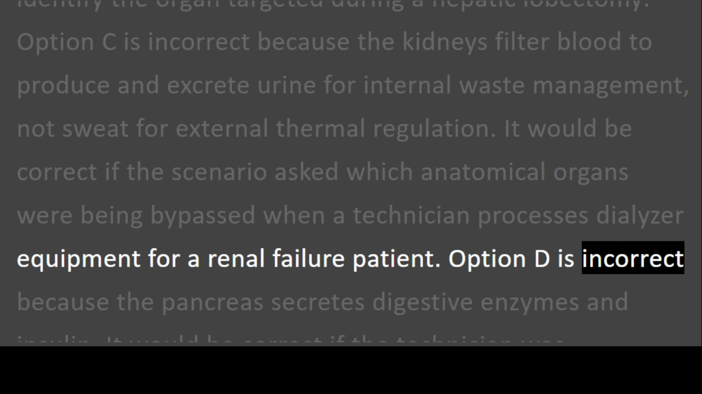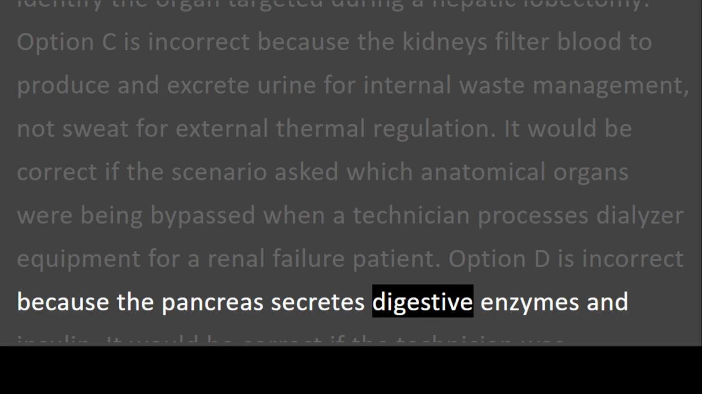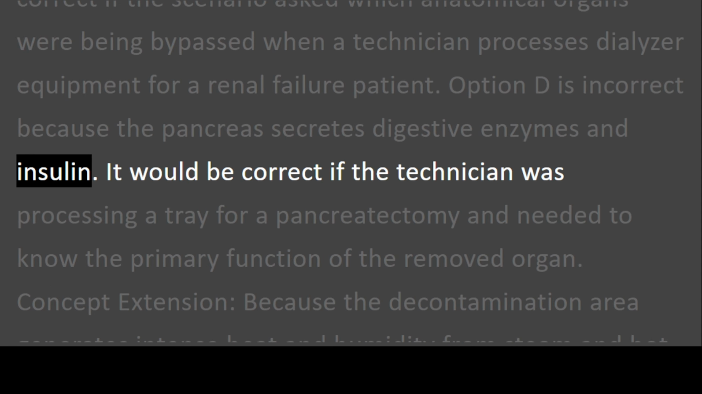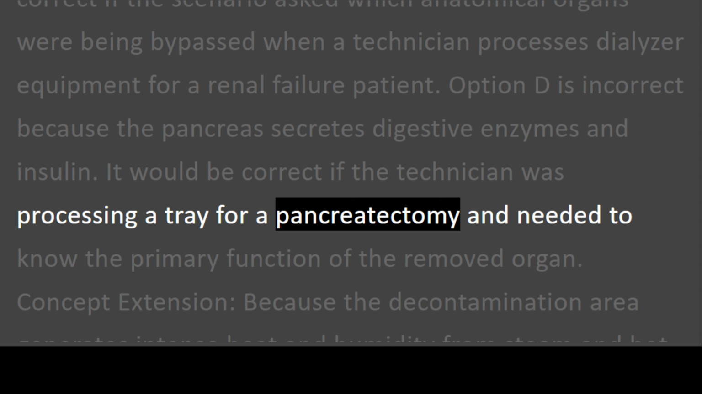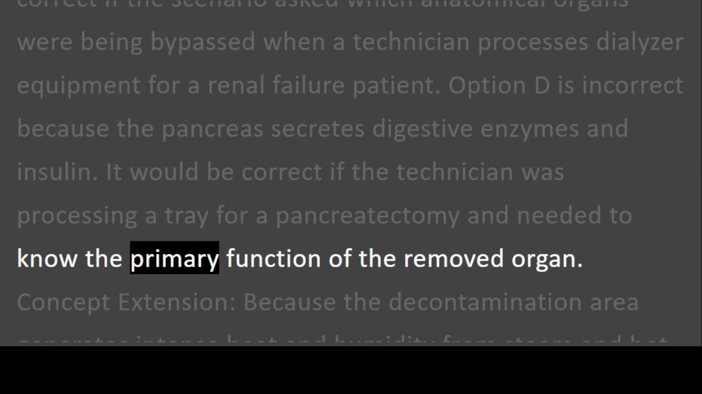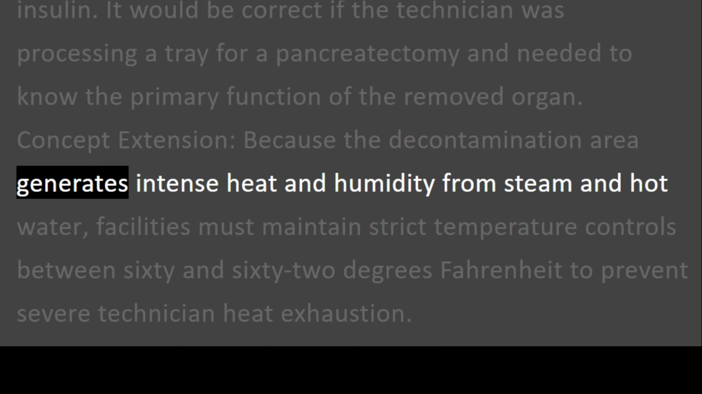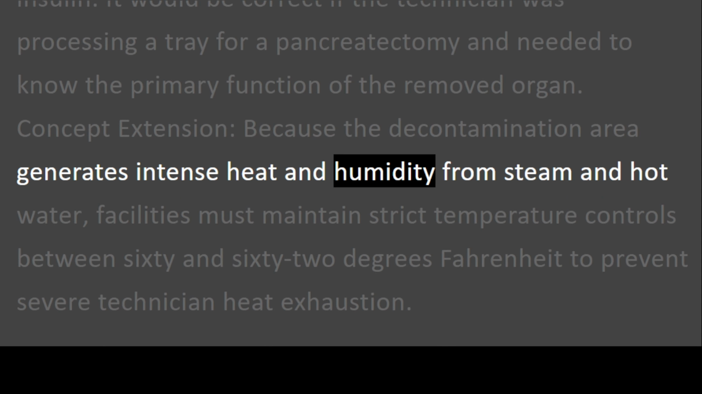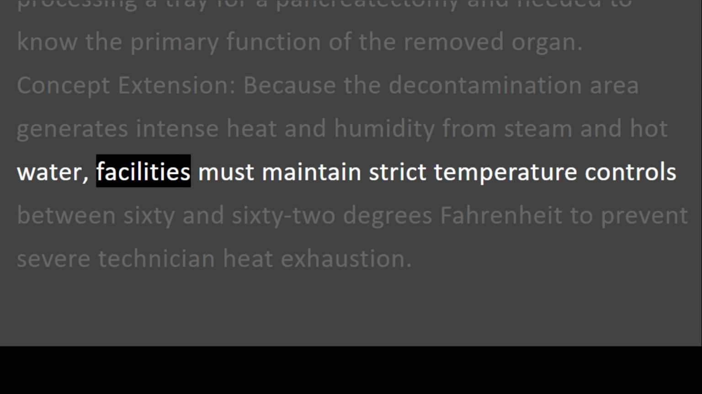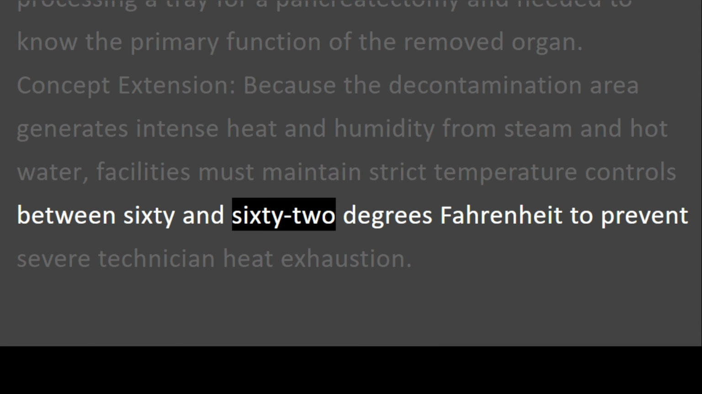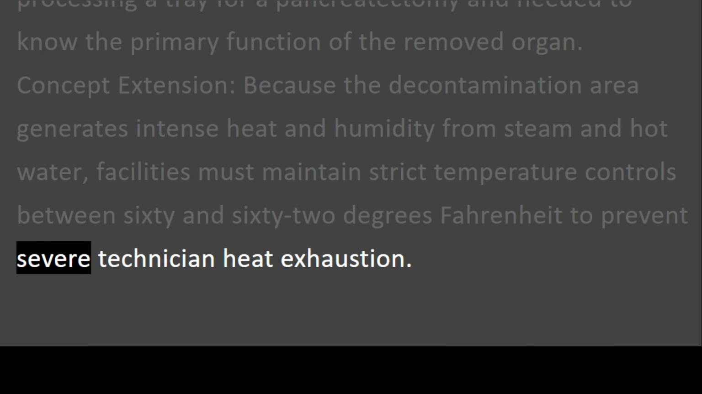Option D is incorrect because the pancreas secretes digestive enzymes and insulin. It would be correct if the technician was processing a tray for a pancreatectomy and needed to know the primary function of the removed organ. Concept extension. Because the decontamination area generates intense heat and humidity from steam and hot water, facilities must maintain strict temperature controls between 60 and 62 degrees Fahrenheit to prevent severe technician heat exhaustion.